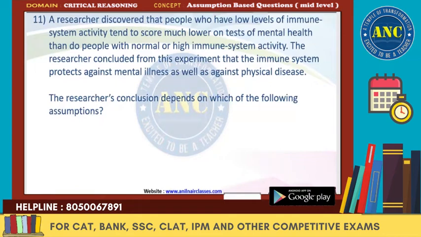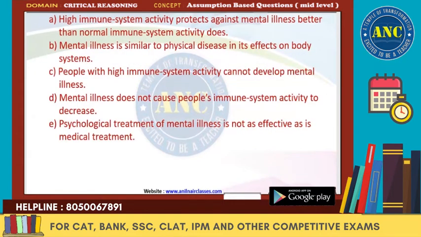Now, what does the researcher conclude? The researcher concludes from the association of low immune system activity with low mental health scores that, in effect, immune system activity can inhibit mental illness. If you look at the options, among these, look at the fourth one. Mental illness does not cause people's immune system activity to decrease. Now, contrary to this option, if mental illness can depress immune system activity, the association mentioned does not support the researcher's conclusion. Hence, this option must be assumed.